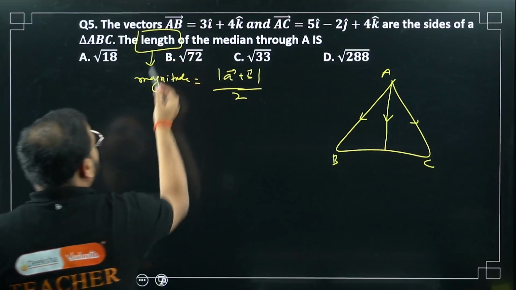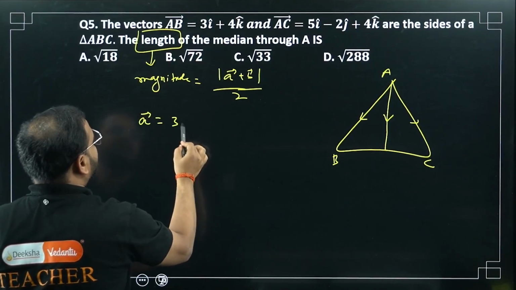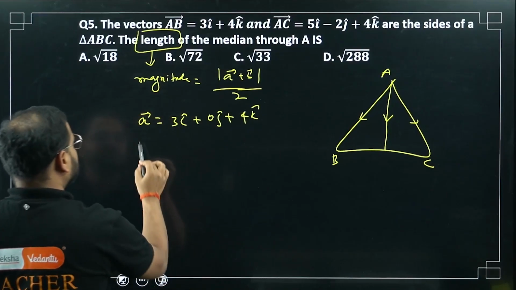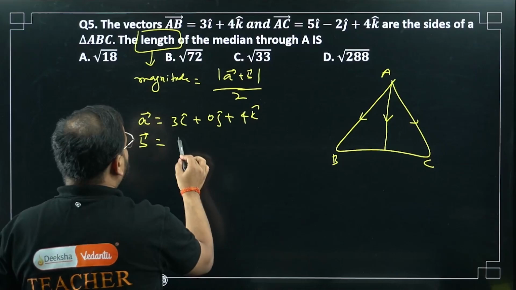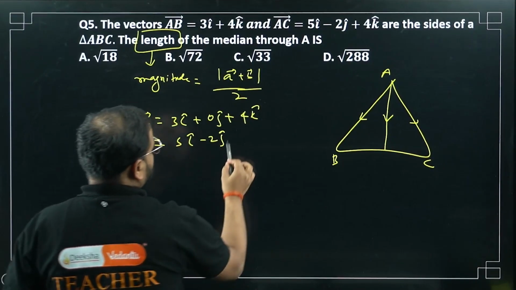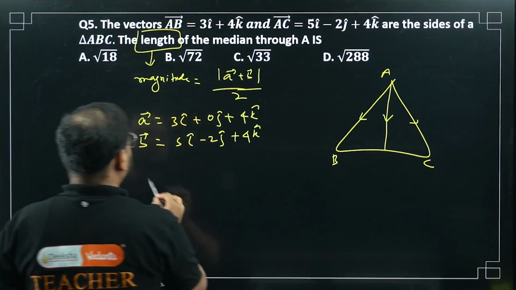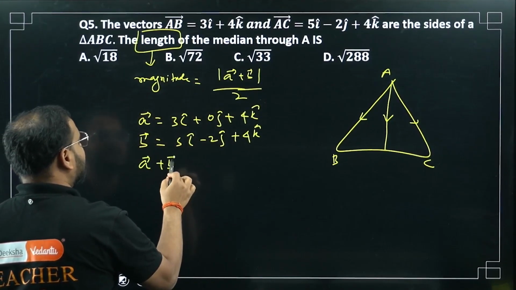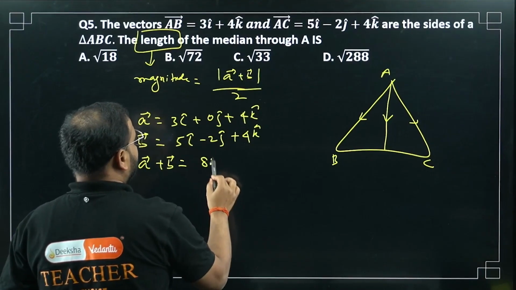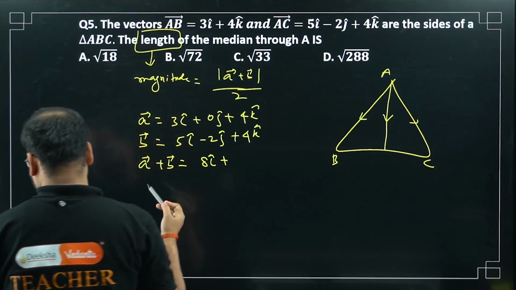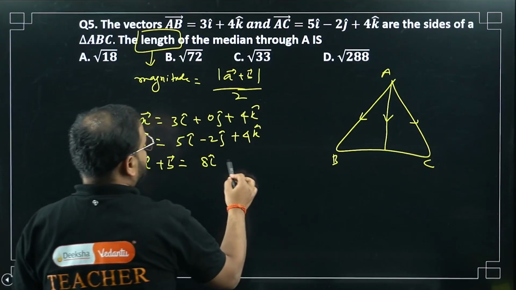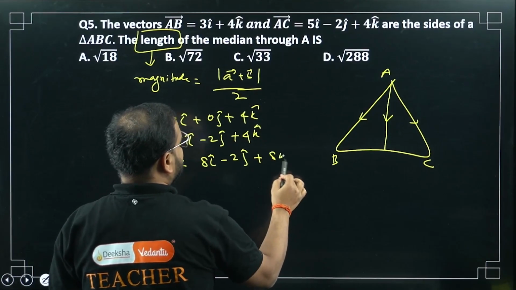Vector A and B. What is vector A? Vector A is given by 3i cap plus 0j cap plus 4k cap. What's vector B? Vector B is 5i cap minus 2j cap plus 4k cap. The sum will be adding the components of i cap, j cap and k cap individually. So I get 8i cap minus 2j cap plus 8k cap.